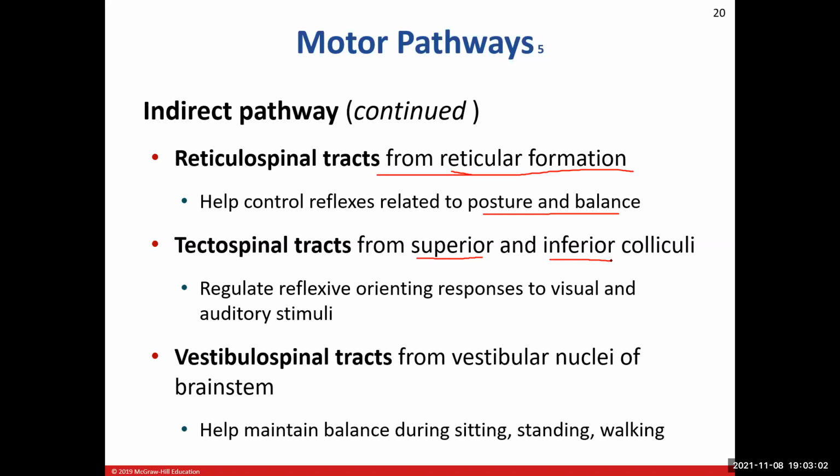Then we have our vestibulospinal tracts. Again, these nuclei are located in the brainstem. This helps us with balance and equilibrium when we are doing what we're doing right now, sitting. After I'm done teaching, I am going to get up and walk around and stand for a few moments as I eat my protein bar. So I will be relying on the vestibulospinal tracts to help with that.